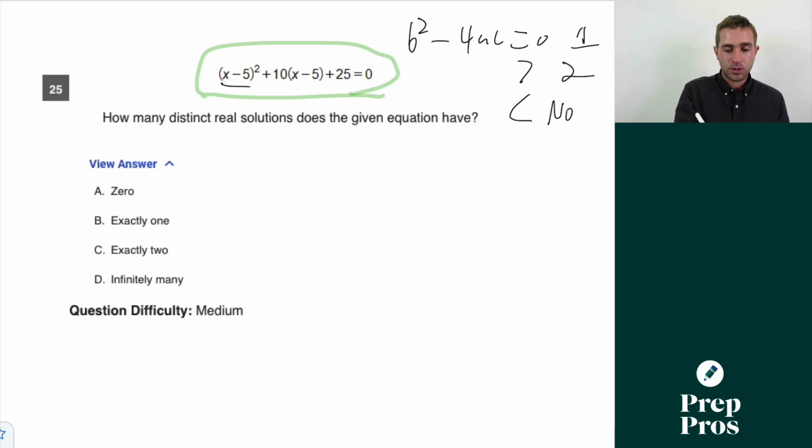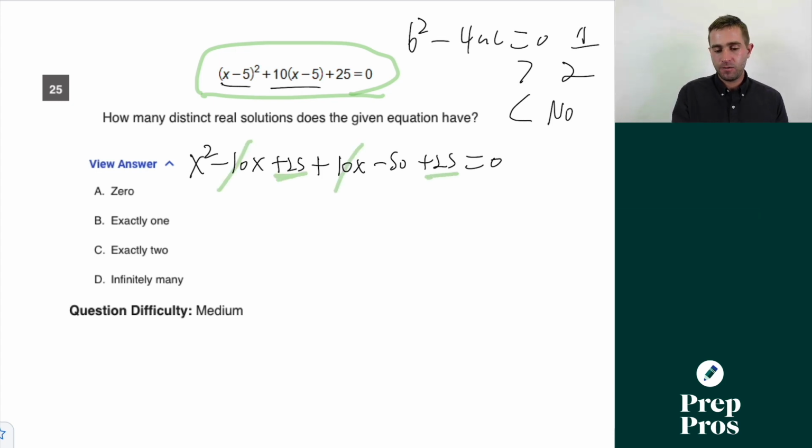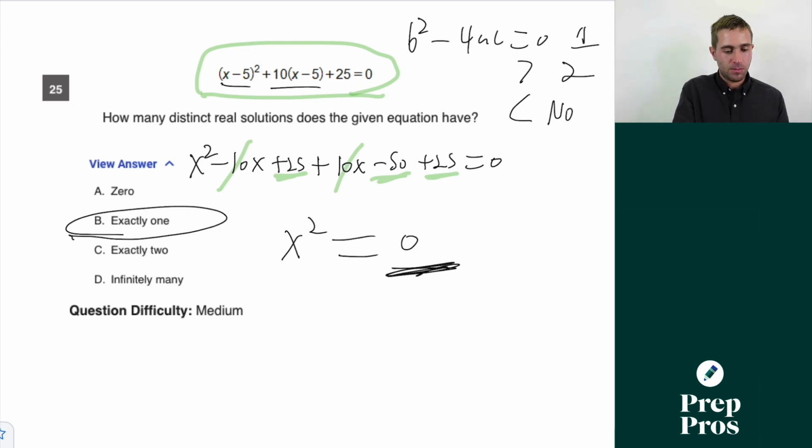But I'm going to go ahead and expand and distribute all of this. Well, x minus 5 squared is going to be the same as x squared minus 10x plus 25. And now we're going to get plus 10 times x, which is going to give us 10x, plus 10 times negative 5, which is going to give me negative 50, plus 25 is all going to equal 0. Well, my negative 10x and my positive 10x are going to cancel out. I'm going to get a positive 25 and a negative 50 and a positive 25, so all I'm going to be left with is x squared equals 0. So this means my only real solution is going to be the value of 0. So I'm simply going to get exactly one real solution, so I can see that B is my right answer.